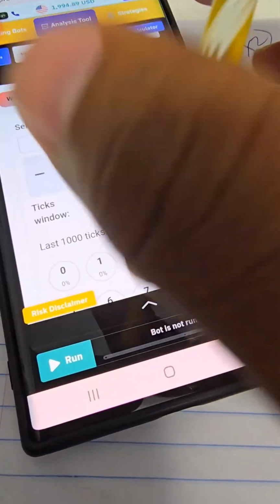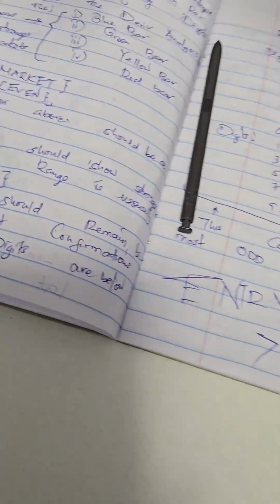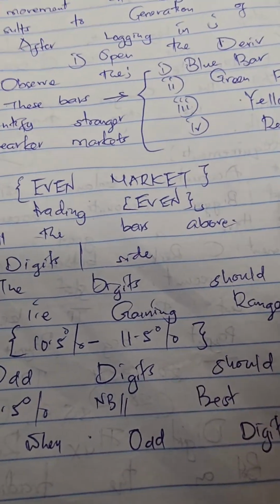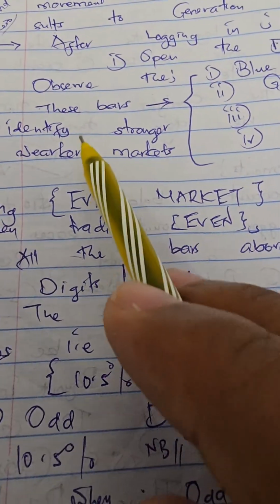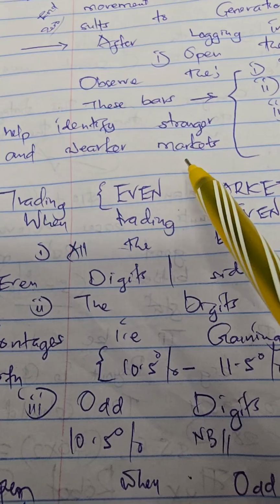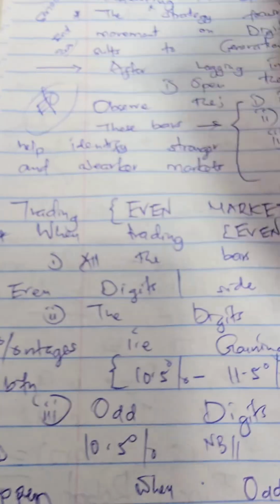So unakuja unafungua hii, unaona hii hapa hivi, so unakuja unaifungua hivyo. Okay, then the next thing, acha tuweke hii hapa hivi. The next thing, observe the blue bar, the green bar and the yellow bar. So these bars huwa zinasaidia identify the stronger and the weaker market. Remember here we're dealing with either the even or maybe the odd market.